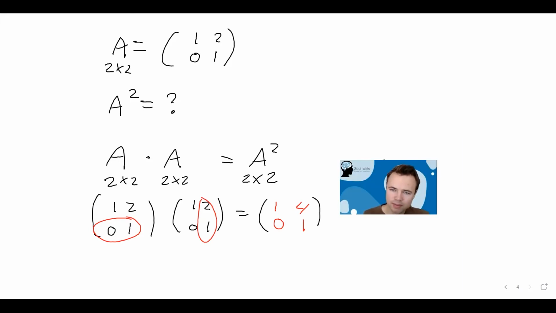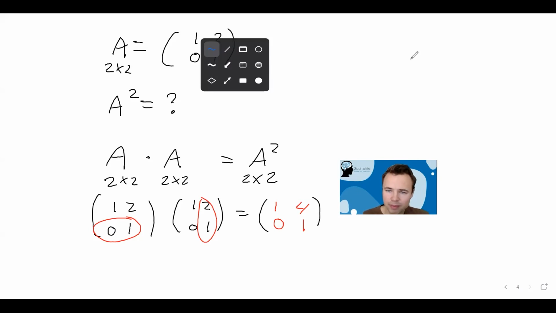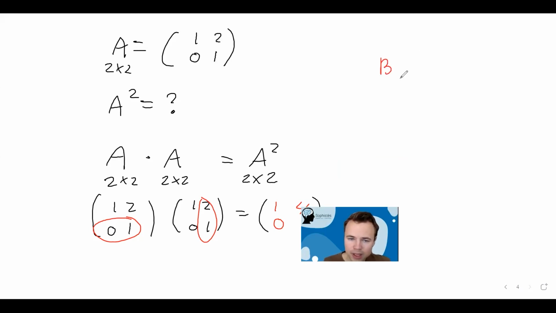Just a question. If I have B, which is a 2 times 3, and C, which is a 2 times 3 as well, am I allowed to multiply them? No, right? You're not allowed to multiply. So you write down impossible.